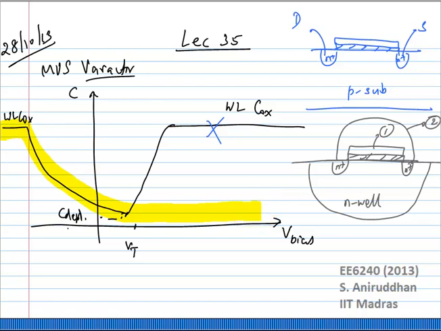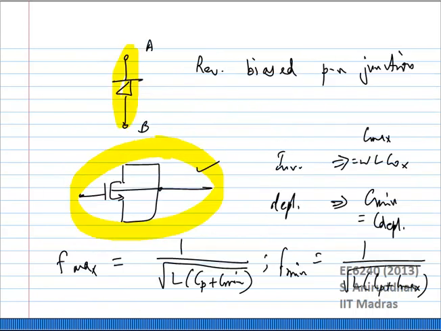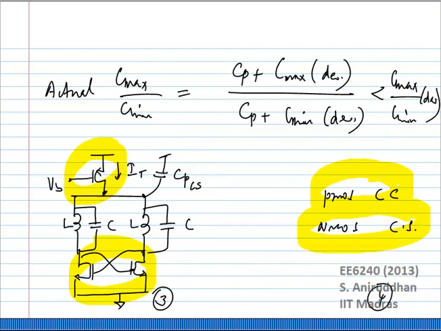Okay. So now back to the problem that we were looking at. We said that because of the tuning range which we want to get from the fixed capacitance, the parasitic capacitance becomes a lot more significant. And the actual Cmax by Cmin is actually Cp plus Cmax of the device by Cp plus Cmin of the device now. It's smaller than the raw tuning range.